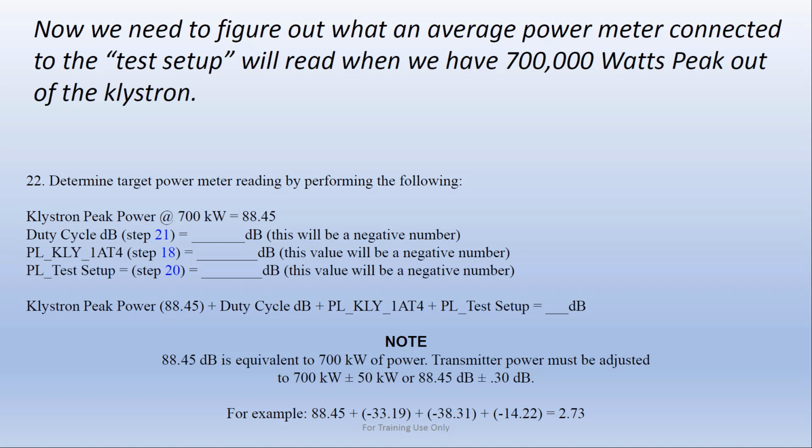Now that we've got some information together, we're going to figure out what our meter should read at the four-way splitter when we have 700,000 watts coming out of the Klystron. 700,000 watts is 88.45 dBm. We're going to add our duty cycle as a negative number to the 88.45, along with our loss from the Klystron to 1AT4 and our test equipment loss. This will give us the reading that our power meter should read when we have 700,000 watts peak power coming out of the Klystron.